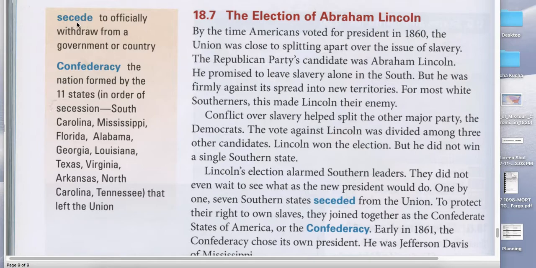We have the word secede, which is to officially withdraw from a government or country. We have Confederacy, the nation formed by 11 states in order of secession, which means in order that they left: South Carolina, Mississippi, Florida, Alabama, Georgia, Louisiana, Texas, Virginia, Arkansas, North Carolina, and Tennessee. A lot of these are cotton-producing states, and these are the states that left the Union or left the United States.